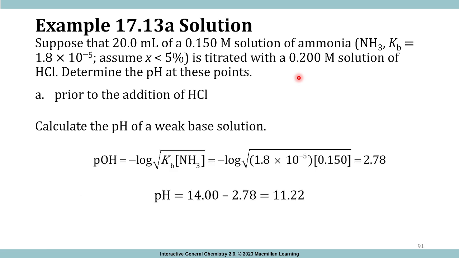So this time, we're going to get the pOH. This is going to be using that quick and easy formula, which is the negative log of the square root of Kb times the initial concentration of the NH3. So we go ahead and take the negative log of the square root of the 1.8 times 10 to the negative 5, which is our Kb, times the initial concentration of our base here, which is 0.15. This is a pOH of 2.78.